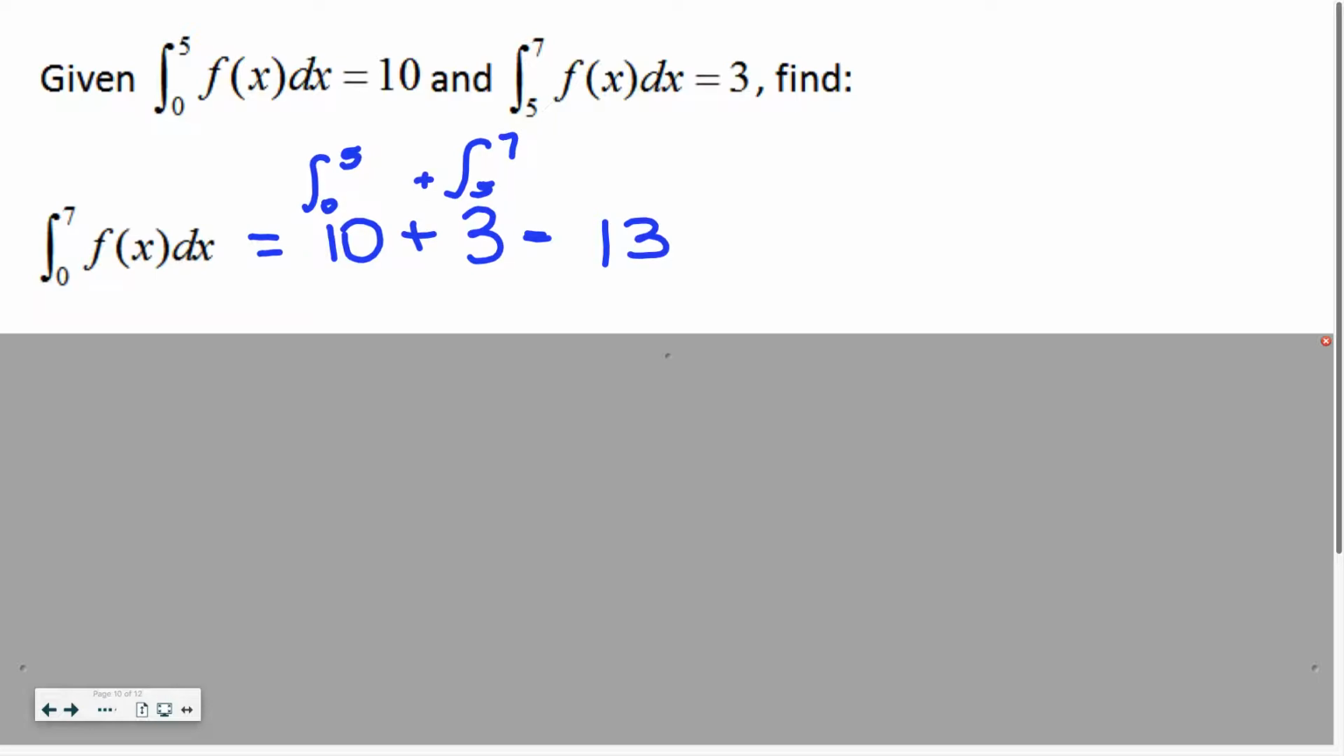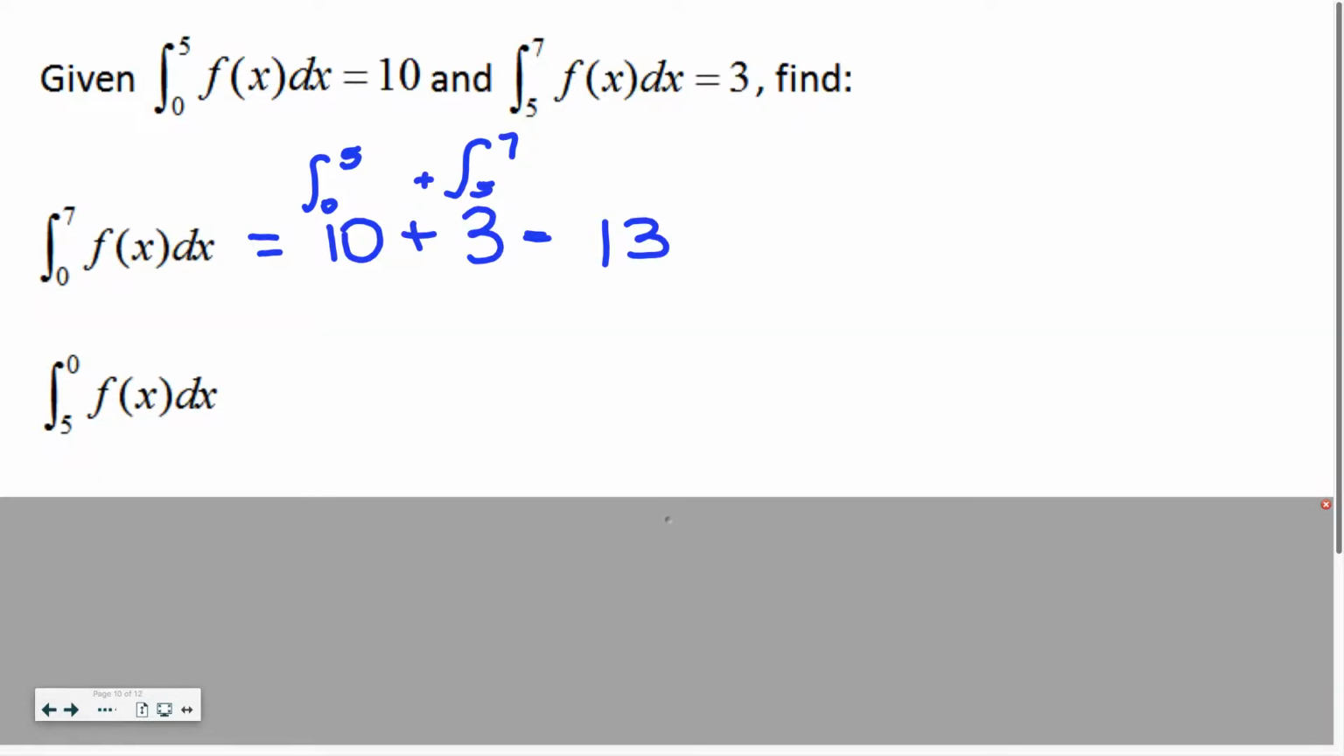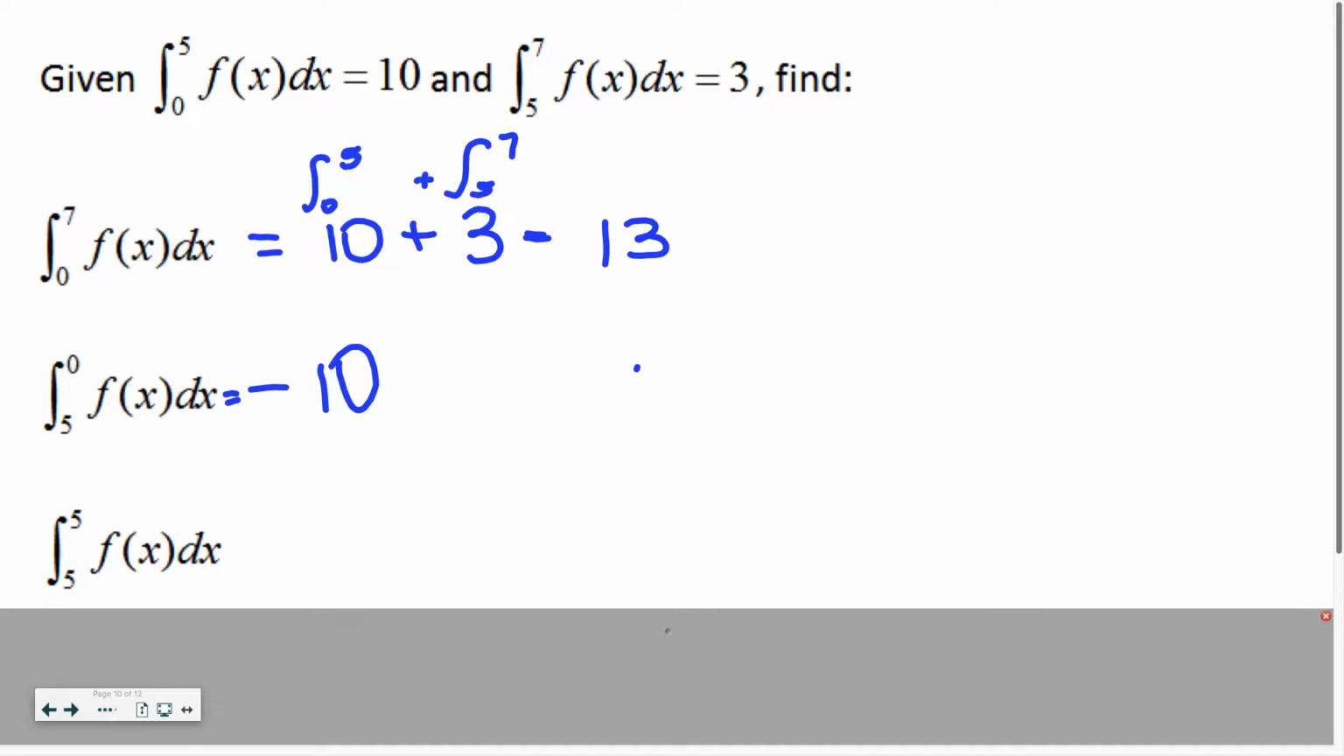I like those ones. How about this one? The integral from 5 to 0 of f of x dx. If the integral from 0 to 5 is 10, then the integral from 5 to 0, oops, that way. You're going backwards. It's above, but you're going backwards. Like we go from left to right with our area. But it's like we're reading backwards.